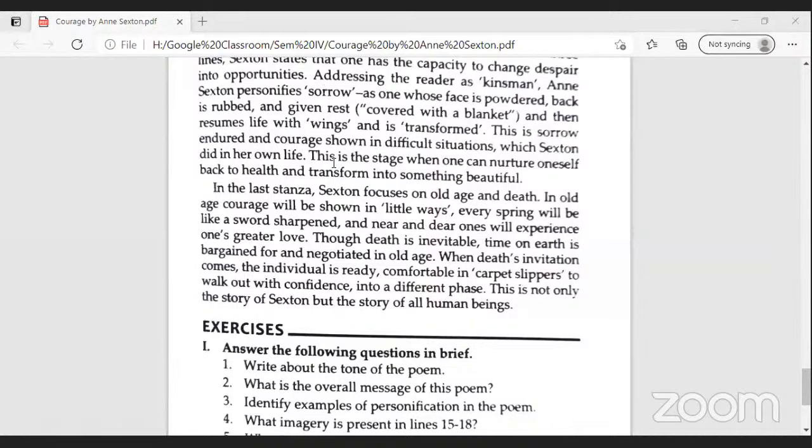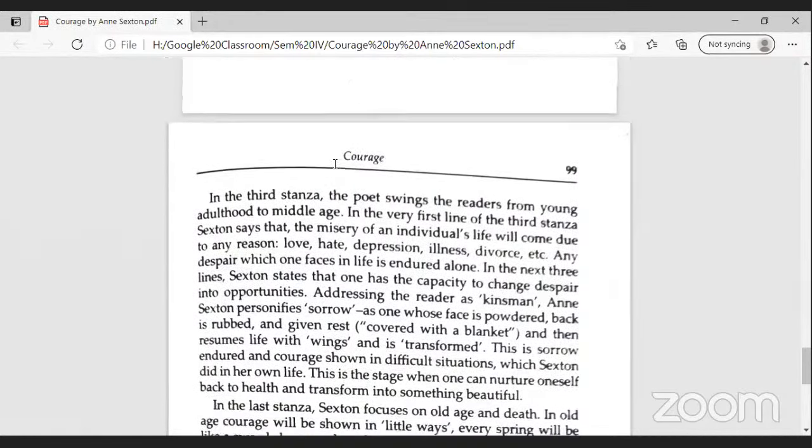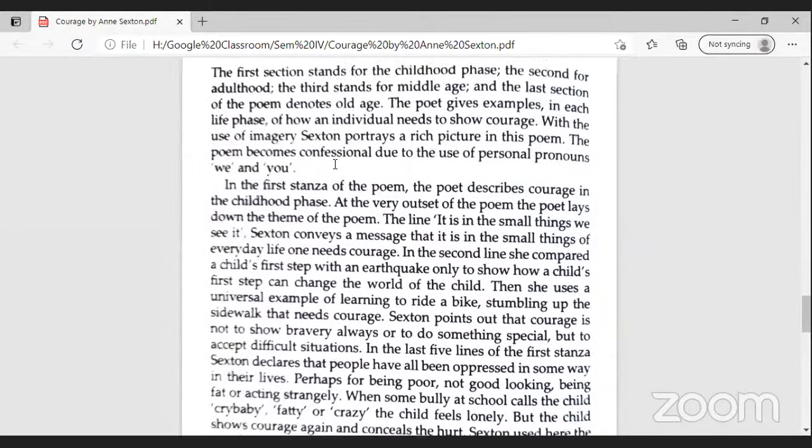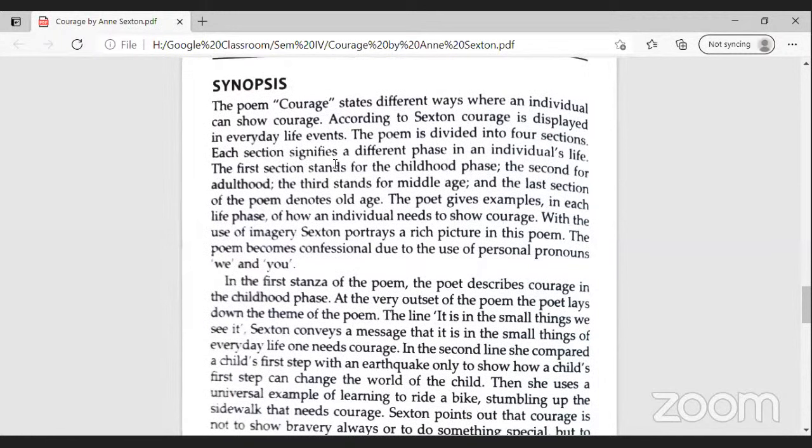Now, see, students, let us see what is the paraphrase or summary given in the textbook. Let us discuss it. The poem Courage states different ways where an individual can show courage. According to Sexton, courage is displayed in everyday life events. The poem is divided into four sections. Each section signifies a different phase in an individual's life. The first section stands for the childhood phase, the second for adulthood, the third stands for middle age, and the last section of the poem denotes old age.